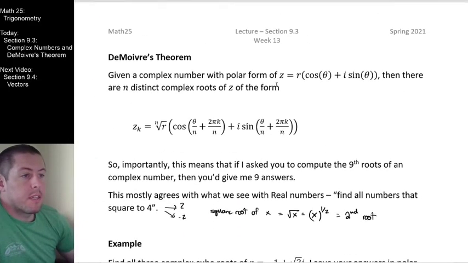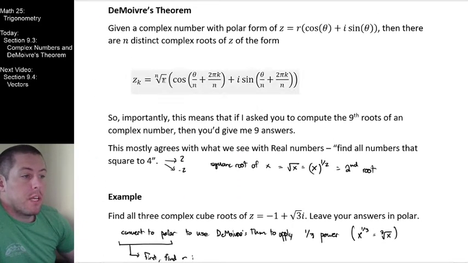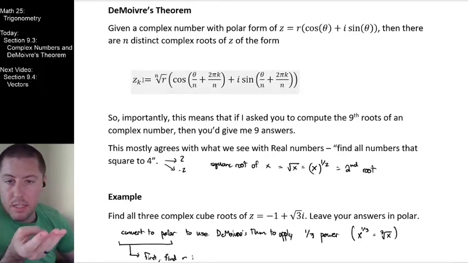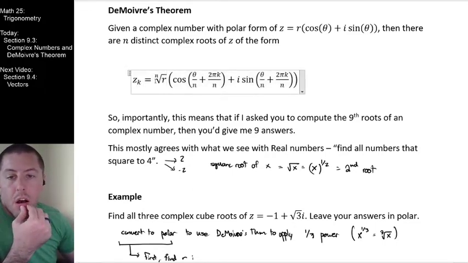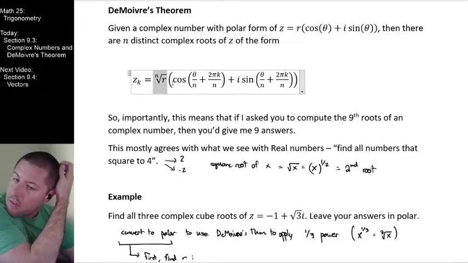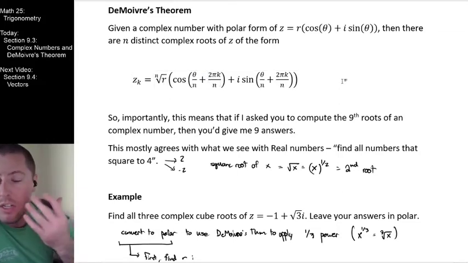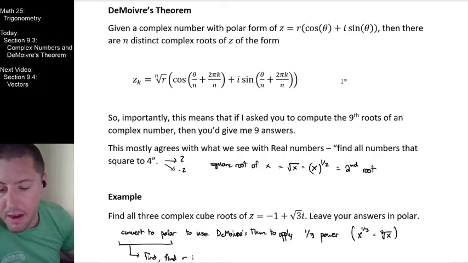Now, de Moivre's theorem is going to say, if you are going to do the complex cube roots, we should get 3 answers. We'll call them z1, z2, and z3. They should all have the cube root of our radius as the leading coefficient. And it seems like we want to divide our angle by n, but also track the fact that we should have a 360k over n there as well.